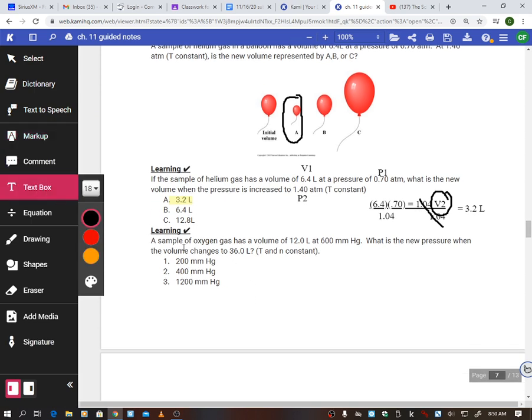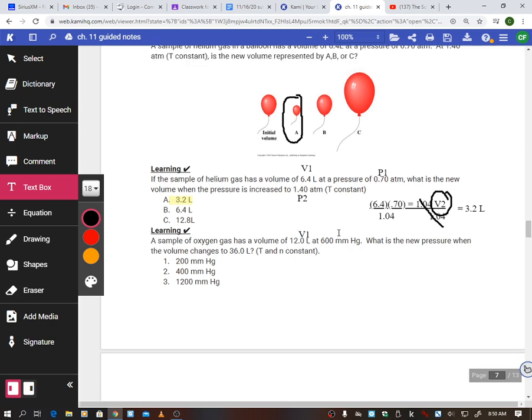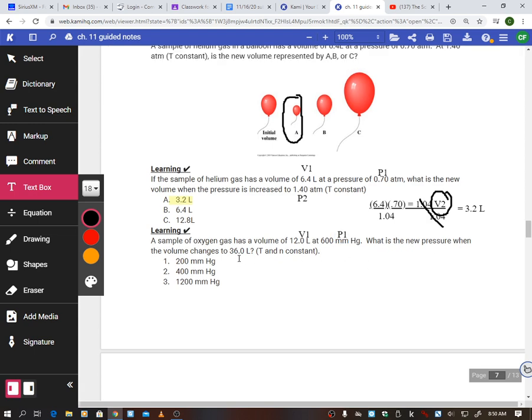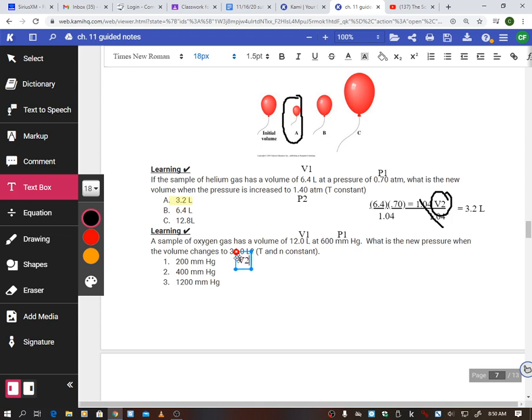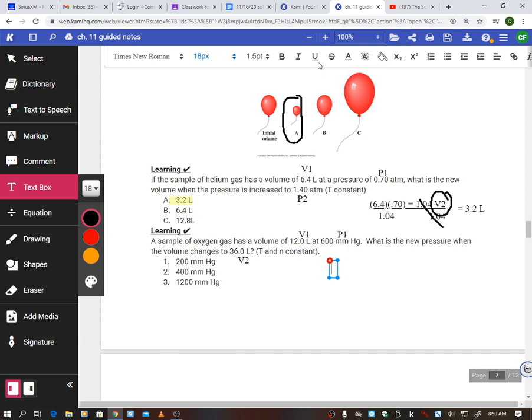All right, and then finally, here we go, our last learning check. A sample of oxygen gas has a volume of 12 liters, so there's my initial volume, and at 600 millimeters of mercury, so that is my initial pressure. What is the new pressure when the volume changes to 36 liters? So I've got a new volume. So here's my V2, I want P2. So I'm going to do what I just did above. I'm going to take 12 times 600 equals 36 times P2, and I need to find my new pressure.